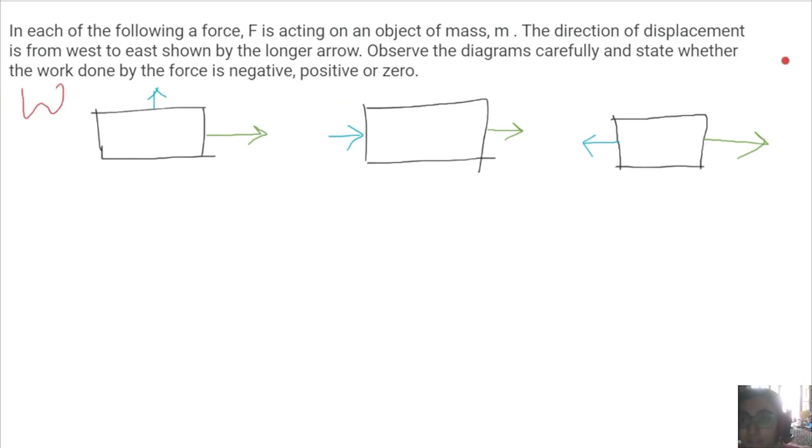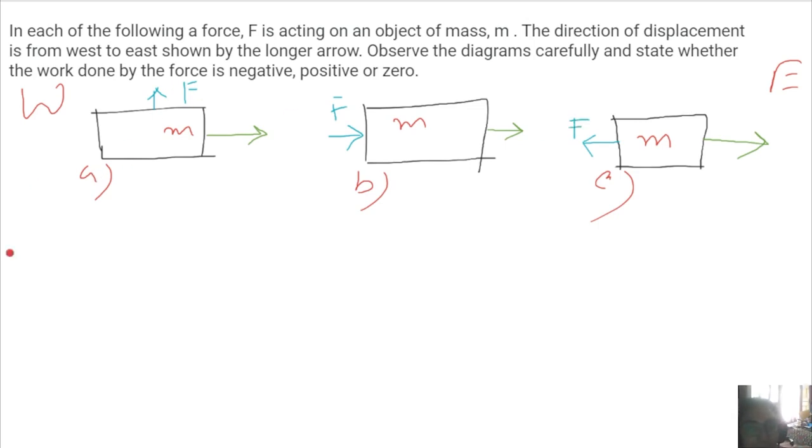Observe the diagrams carefully and state whether the work done by the force is negative, positive, or zero. Let's take cases A, B, and C. Here all of their masses will be m, and the blue arrows signify the force F. Here is the force for the second case, and this is the third case. Let's go one by one.